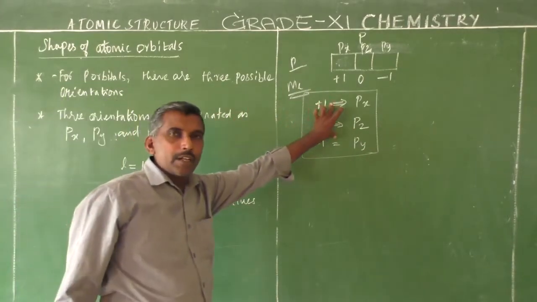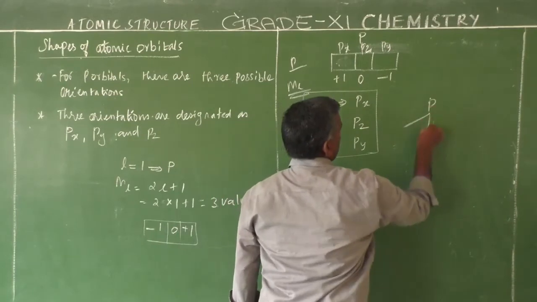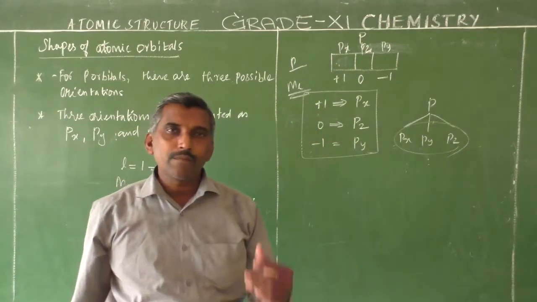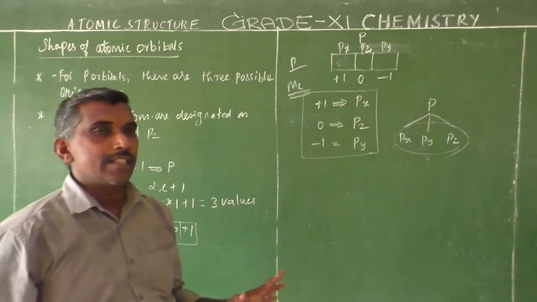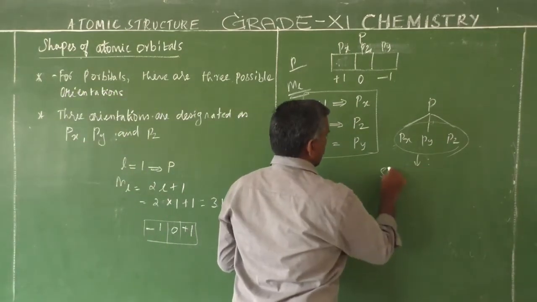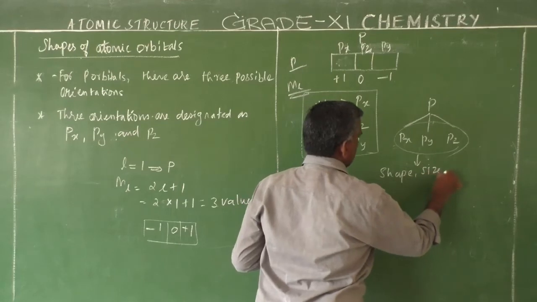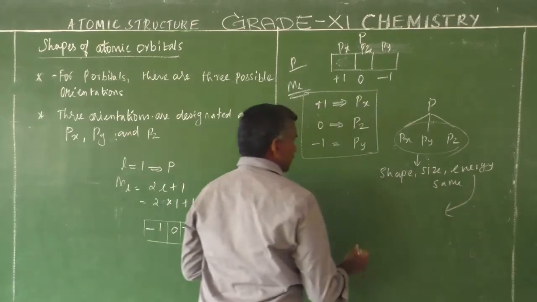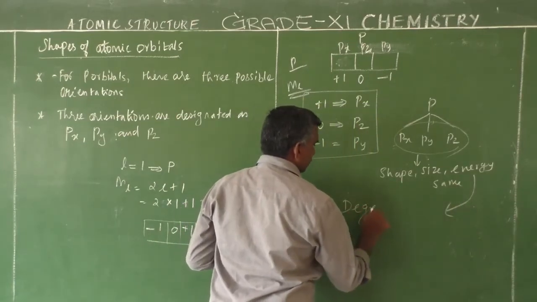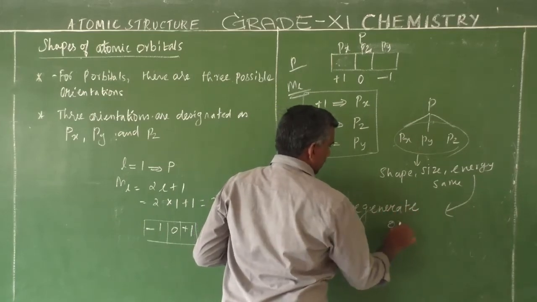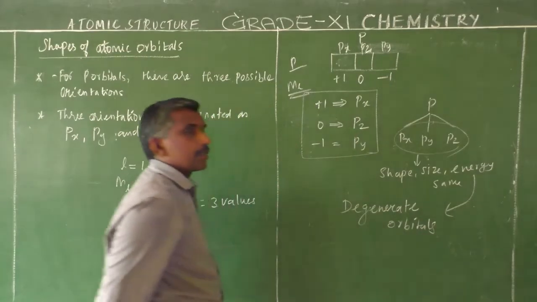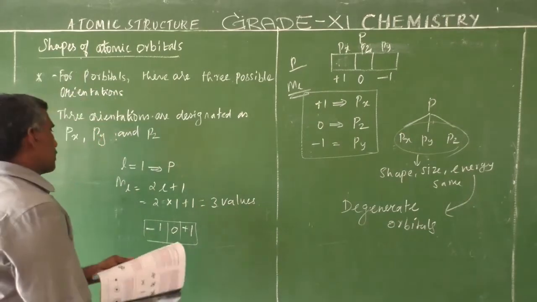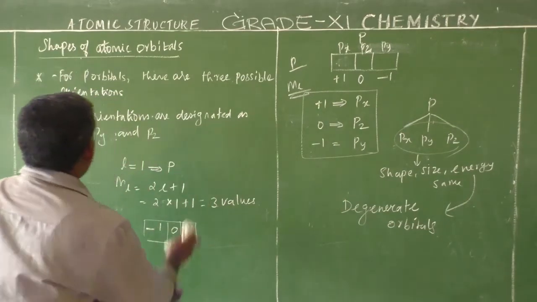These 3 p orbitals, px, py, pz, have the same size, same energy, same shape. Same energy is known as degenerate orbitals. Okay, you note down this. I will write the statement form.